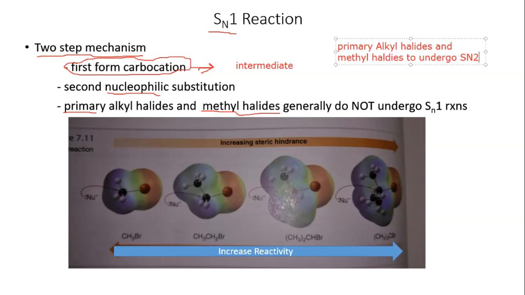And even secondary alkyl halides may undergo SN1 or SN2. Typically, it prefers SN2, but it could, in theory, undergo SN1. Now, tertiary alkyl halides undergo SN1 reactions, and do not undergo SN2 reactions. Again, tertiary alkyl halides undergo SN1 reactions.